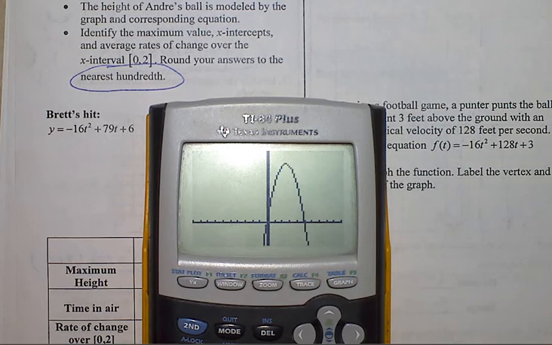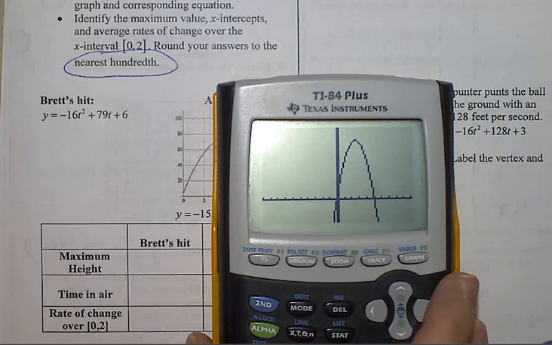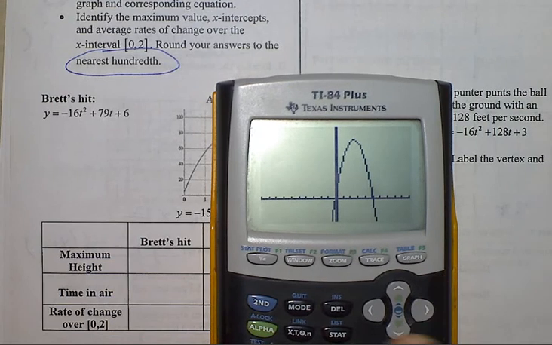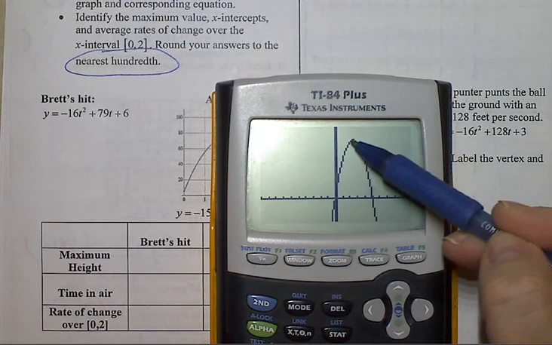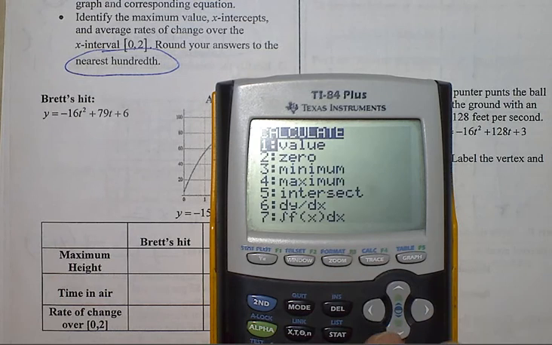Okay, the first question is: what is the maximum height? Remember, height is a y value. It's not an ordered pair right now, it's a y value. I want to know this y value. So I am going to do second, trace, maximum. And then I'm going to follow the directions.